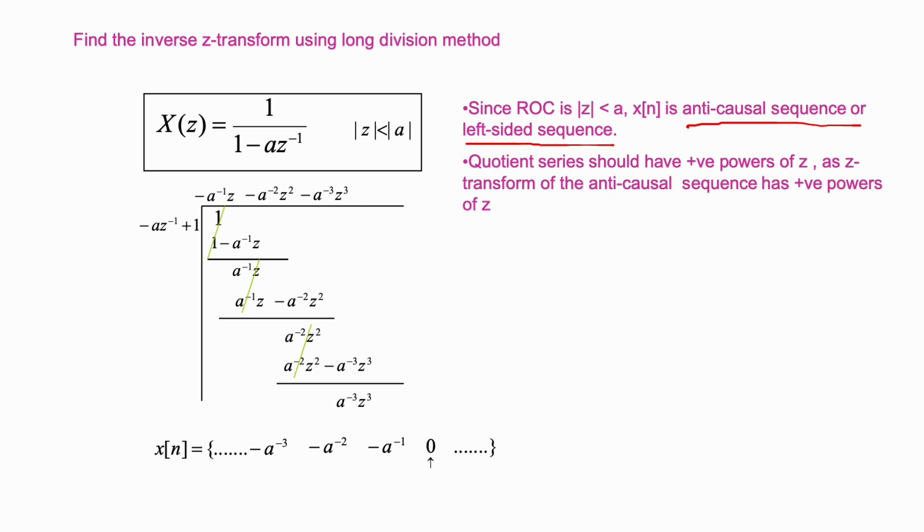Okay, so one by one you do the division. The final answer can be written as... here, no constant term. So take it as a value for the origin. Then from the next one, minus a inverse power 2, minus a power minus 3. Like that the series will go till minus infinity. So this is called, if the ROC is less than a, that is, the problem is an anti-causal or left-sided sequence.